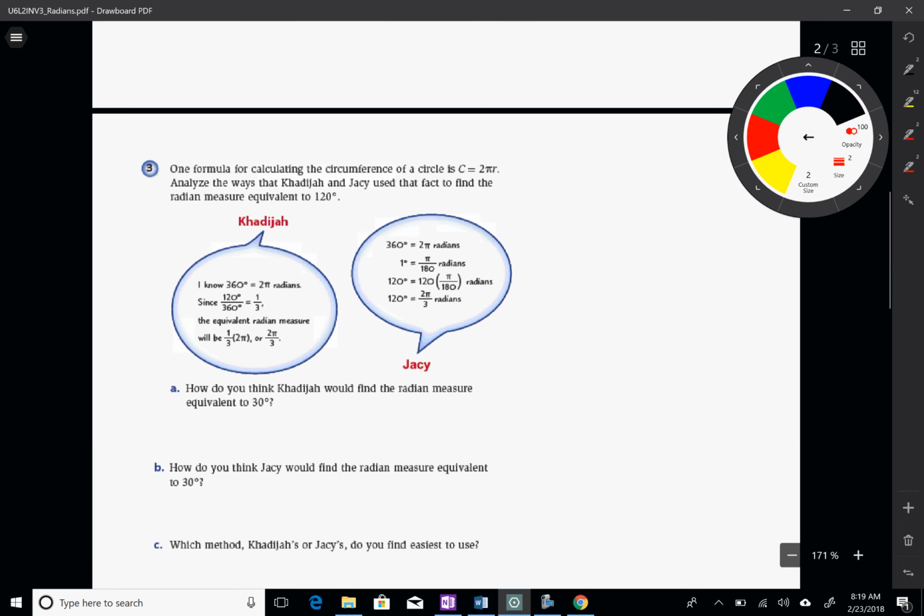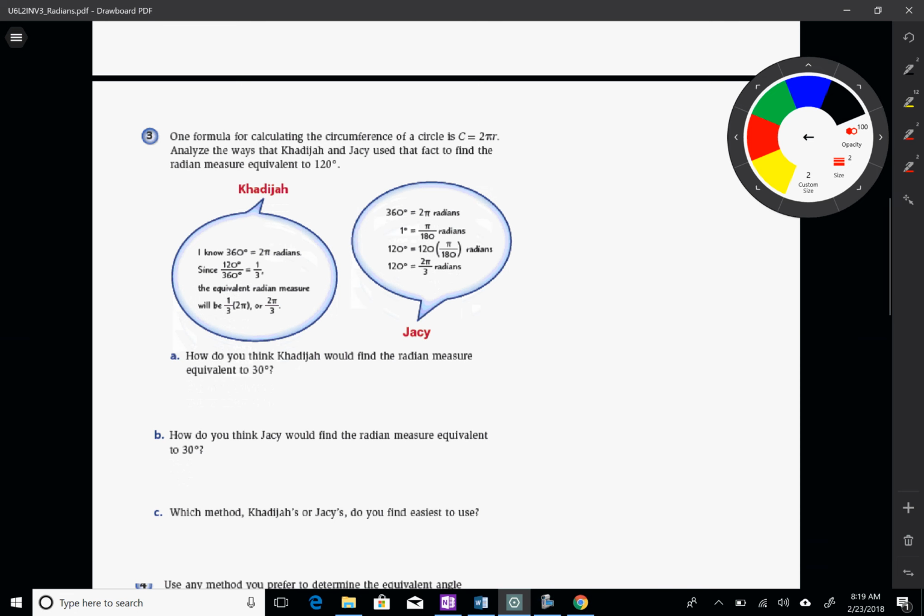All right, so number 3, you've got 2 students, Khadija and JC. They're giving you 2 methods for converting between degrees and radians. I'd like you to pause the video, read over their methods, and try parts A, B, and C. Then replay the video when you're ready to keep going. All right, so you paused the video and you tried parts A, B, and C, and you're ready to rock.